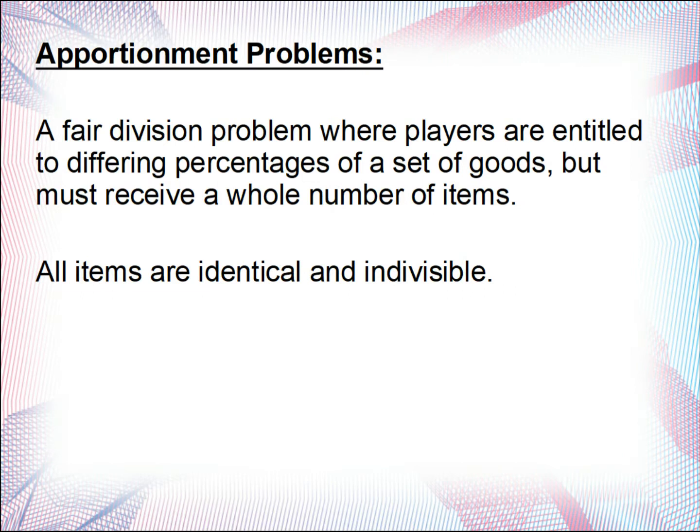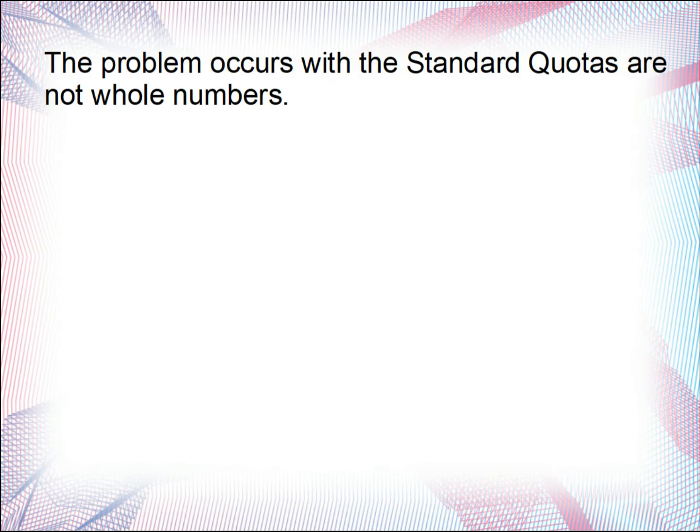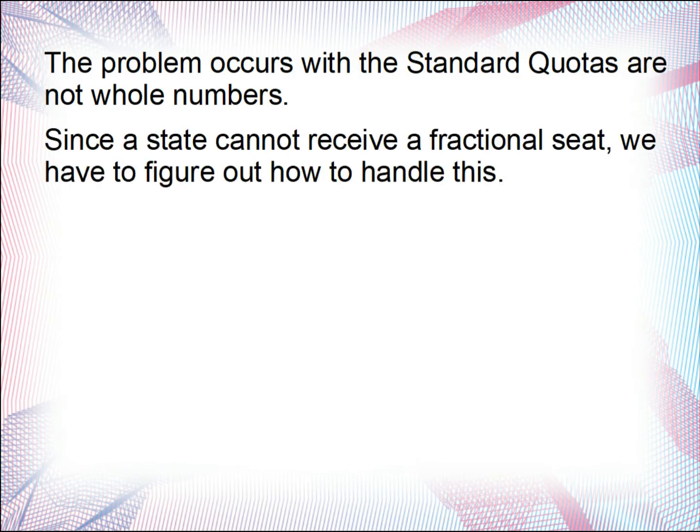And as always, our traditional problem here is determining the number of seats in the House of Representatives that a state will receive. The standard quota is the number of seats that a state will receive in the apportionment, and the problem occurs when the standard quotas are not whole numbers. Since a state cannot receive a fractional seat, we have to figure out how to handle this.